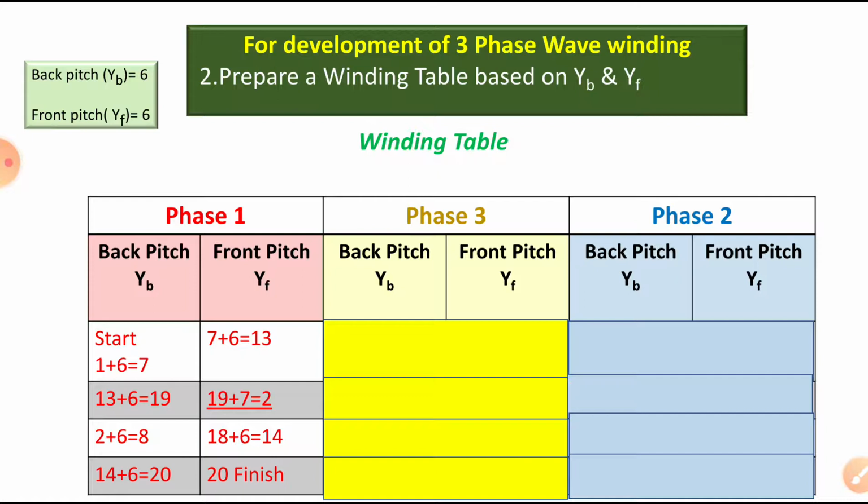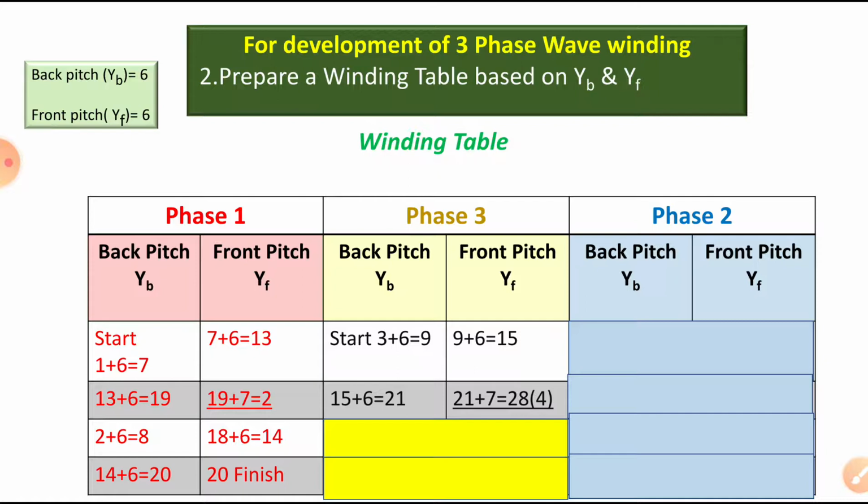Here the 3, 4, 9, 10, 15, 16, 21, 22 slots belong to phase 3. Okay, now start with the 3 slot. 3 plus 6 is 9, 9 plus 6 is 15, and 15 plus 6 is 21, 21 plus 7 is equal to 28. Here we added the 1, that is the 4th slot.